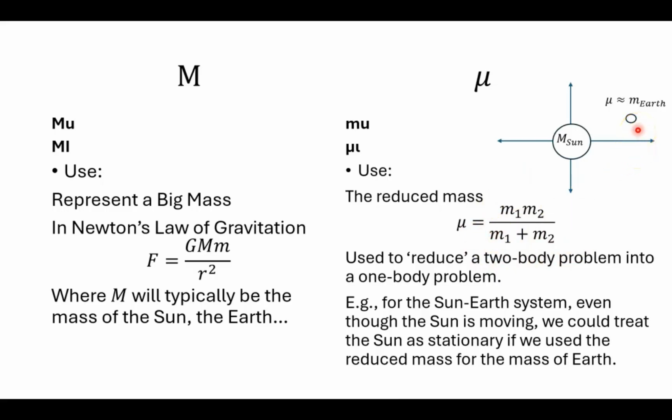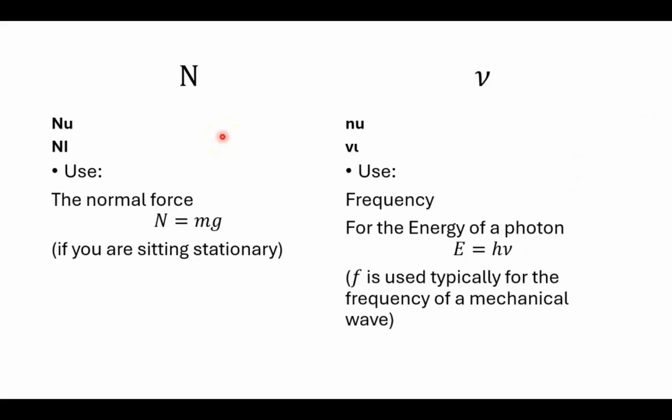However, in this case, because the mass of Earth is much smaller than the mass of the Sun, its reduced mass will approximately be just equal to the mass of Earth. Next letter is nu. Uppercase is same as the English N. It's used to represent the normal force. And if you're sitting stationary, N equals mg. It basically says that the normal upward force provided by the chair is equal to the downward weight of yourself. This must be the case, otherwise you will sink down.